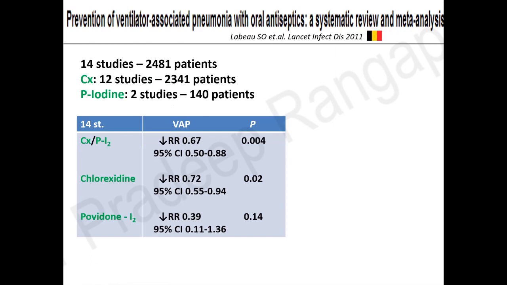So when they took all the studies with chlorhexidine and povidone, the risk of VAP was significantly reduced in the group which had got chlorhexidine or povidone, and that was statistically significant as compared to the standard group. But when they stratified the study only to chlorhexidine, it was again very significant. But when they only looked at two studies, povidone iodine, and saw whether it really reduced the risk of VAP, it failed to show any benefit in reducing the risk of VAP.